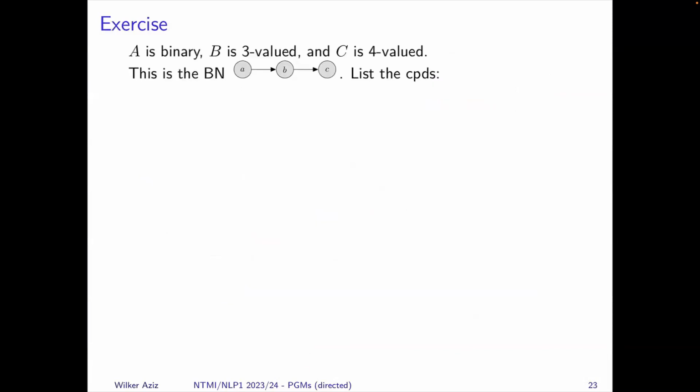This might not look like you saved a lot, but we're going to get to an exercise where you're going to see you saved a lot. Now, what happens if A is binary, B is 3-valued, and C is 4-valued? This is the Bayesian network. List the CPDs, just like we did before. So pause the video, work on the solution, and I'll review the solution in a moment.